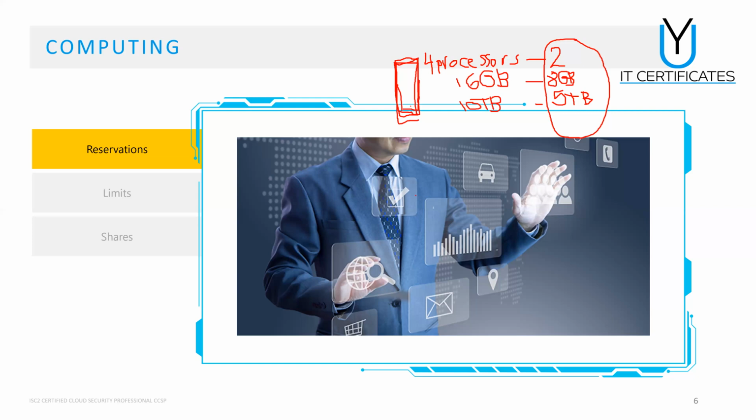Then I can require 5 processors, 32 GB RAM, 20 terabyte. If I have more resources, it will be great. If I don't use it, I will not pay for it. But the minimum reservation must be the resources recommended to run your application, I mean, recommended by the vendor of your application.